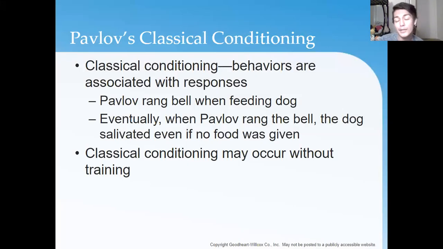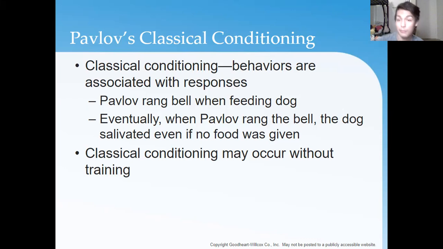Moving on to our next theory, Pavlov's classical conditioning. Classical conditioning is said to be behaviors associated with a response. Pavlov held an experiment when he was developing his theory. He conducted this experiment with dogs. He would bring them food every time he would ring a bell. So he would ring a bell and he'd feed the dog.